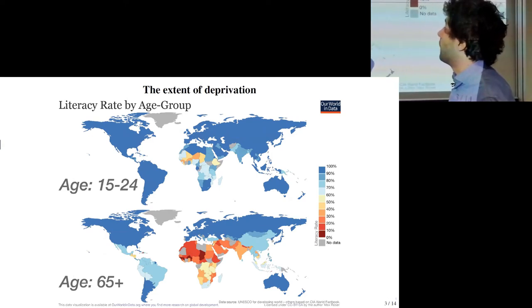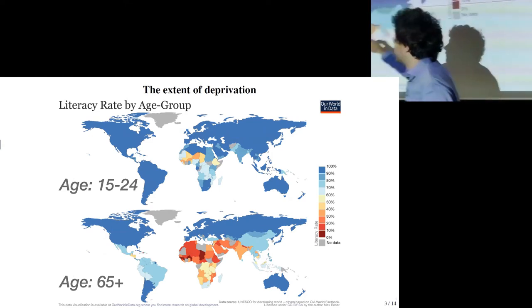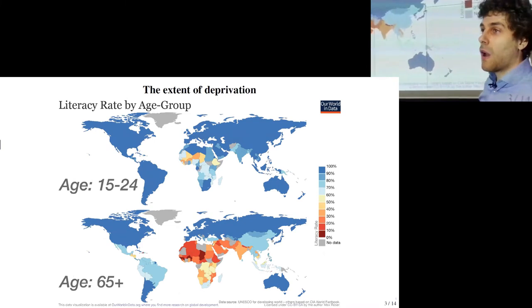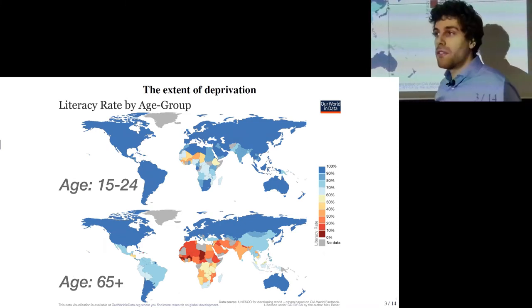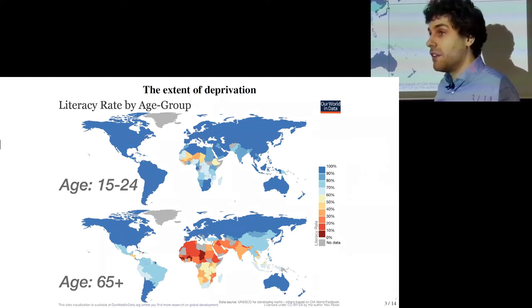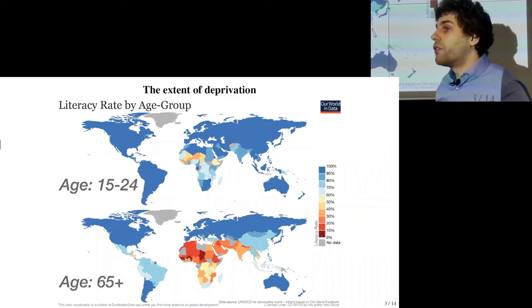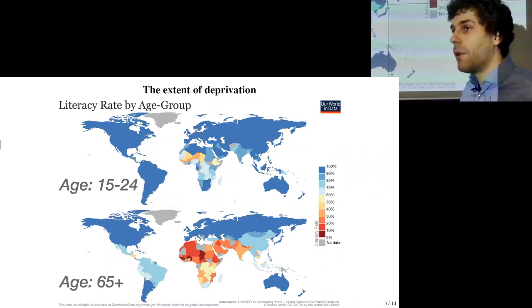This may be a reason for the Arab Spring, the political movements in North Africa and the Middle East, because people who are literate have more tools to criticize their regime and rebel.